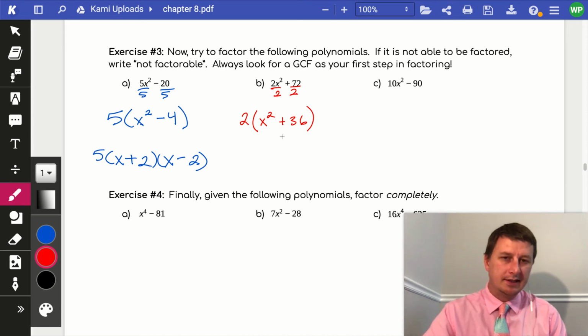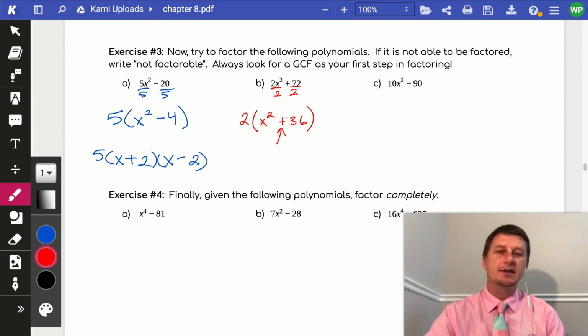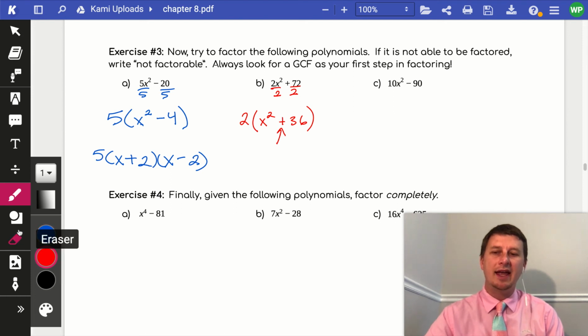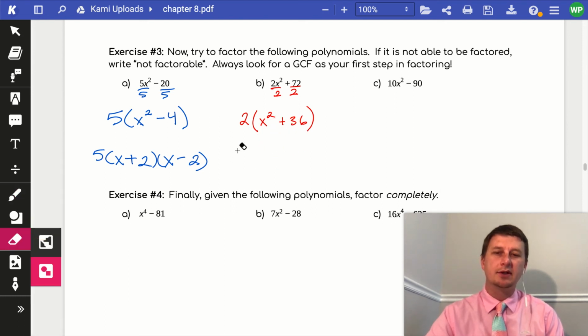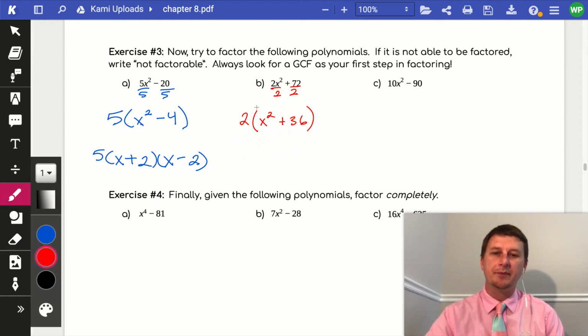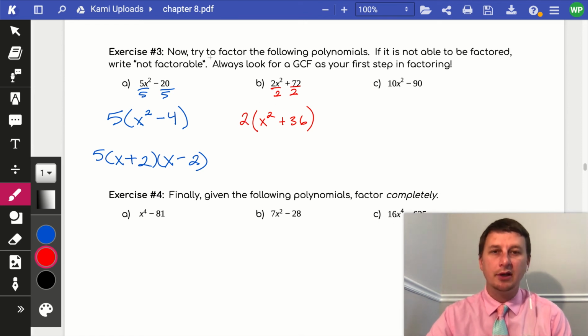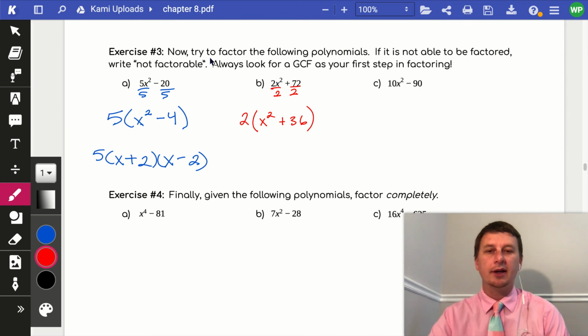And you might have said yes there because you recognize x squared and 36 as perfect squares. But is this a difference of two perfect squares? This is a sum of two perfect squares. And if we have a sum of two perfect squares, we are not able to factor that. So if you ever see a sum of two perfect squares, that's all you can go. You can't go any further than this right here. So this right here is factored completely.